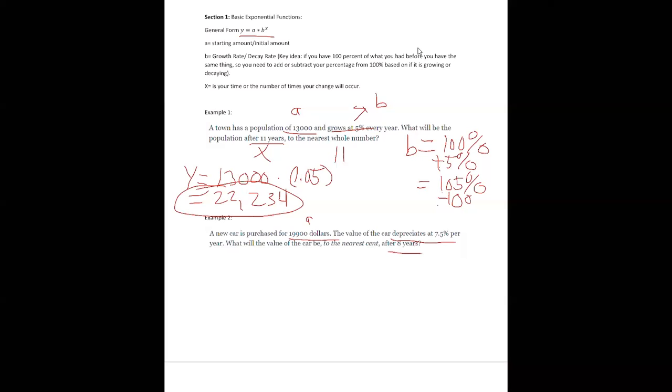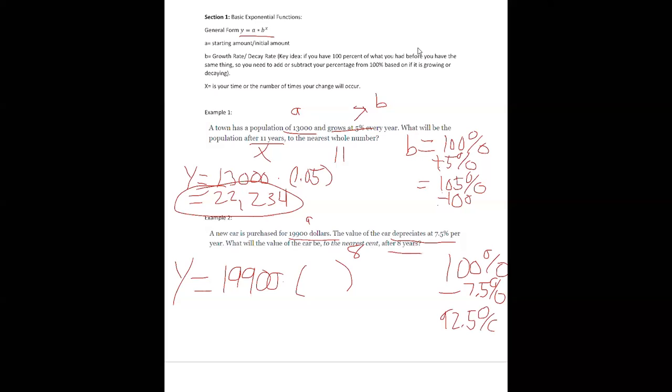But if you plug this into your formula, you would just have 19,900 times, like I said, I'm going to find my B, but it's going to be up to the 8 years. So like I said, you always start with 100%. In this case, it depreciates, so you're going to subtract 7.5%. So that would be 92.5%. Basically, it'd be worth 92.5% of what it was each year.